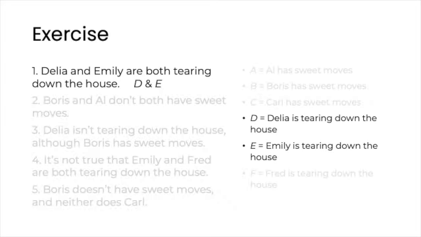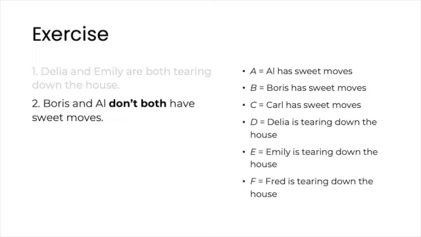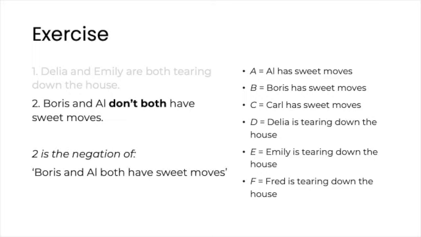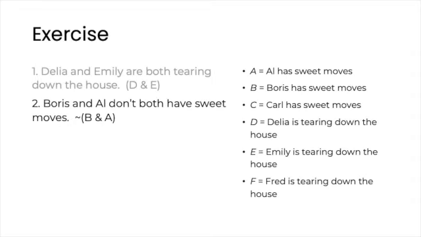Okay, sentence 1 is simply symbolized as A ampersand B. So it is just the conjunction of "Al has sweet moves," which corresponds to A, and "Boris has sweet moves," which corresponds to B. Sentence 2 is a sentence of the "not both" type. It is basically the negation of the sentence "Boris and Al both have sweet moves." "Boris and Al both have sweet moves" is represented as B ampersand A. And when we negate the whole sentence, we end up with tilde over B ampersand A. So this is how we symbolize 2.